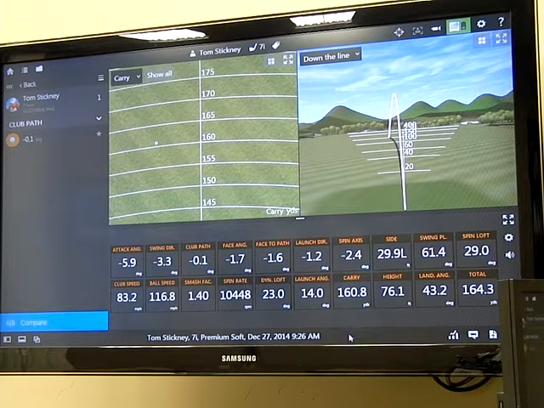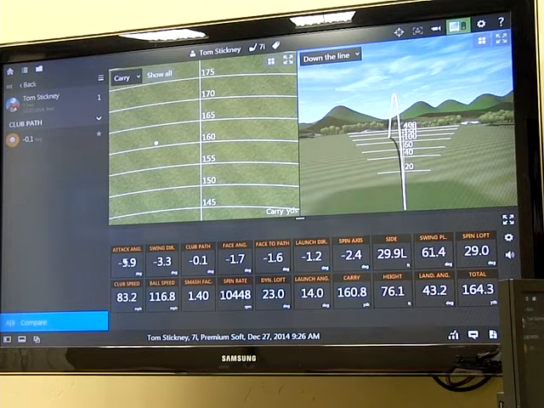Now, this is the way I set up my screen. It was developed with help from Michael Pinky, who used to work with Trackman as their tour rep. Now he's doing his own thing at Stomp Golf. So let's go through this. I want you to understand where we are.